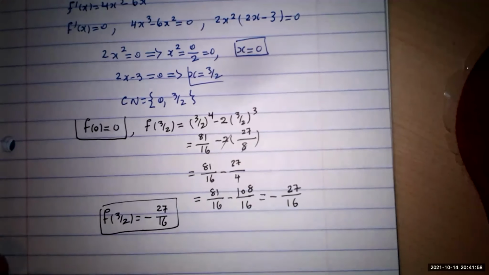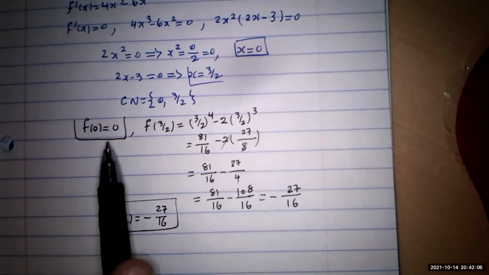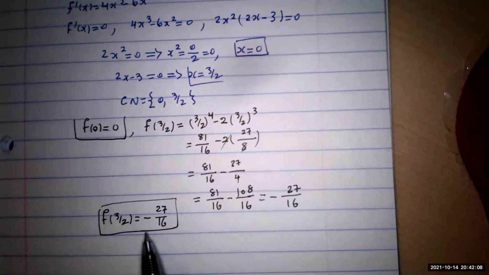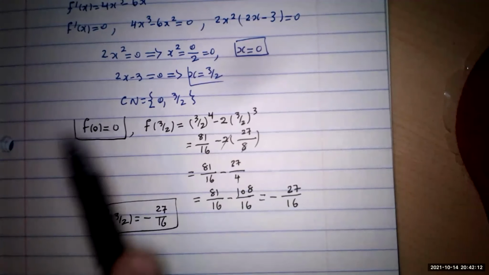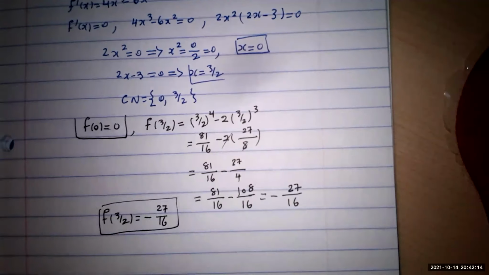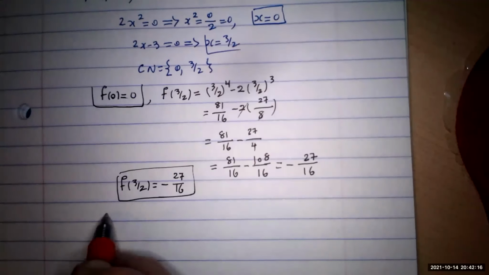Any question? Let's see what is special about this one. It's the one that I talked about. Somebody might say I don't need a chart because f of 0 is 0 and f of 3/2 is negative 27 over 16, so this seems to be the minimum and this seems to be the maximum. But let's test it.